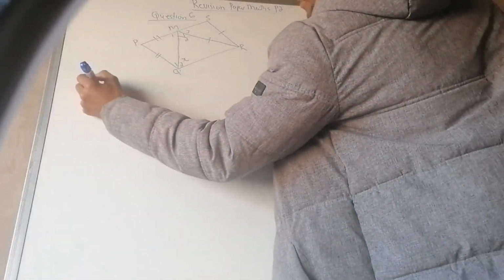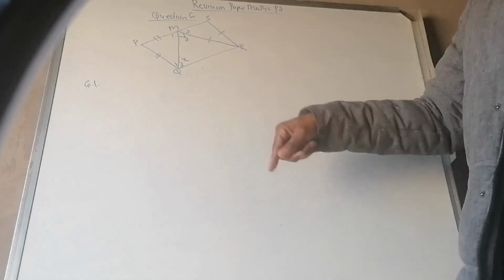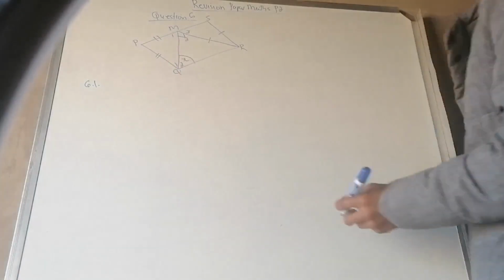Now question 6.1. Determine with reasons two other angles which are equal to X. By just looking at that diagram, which other two angles are exactly equal to X? That is the question. X is here. Which other angles are also equal to X?